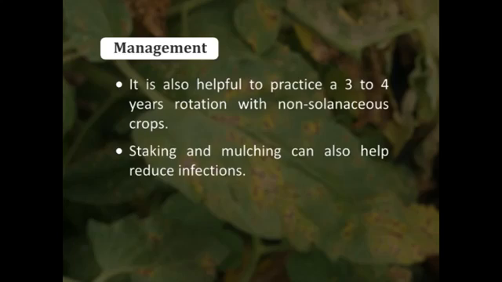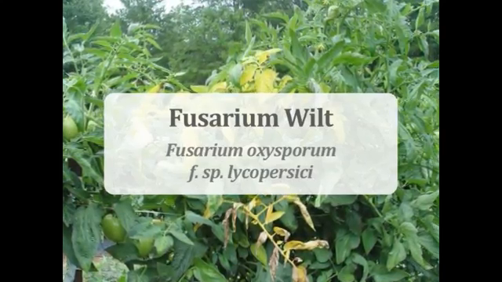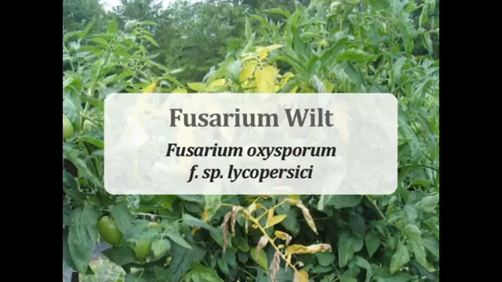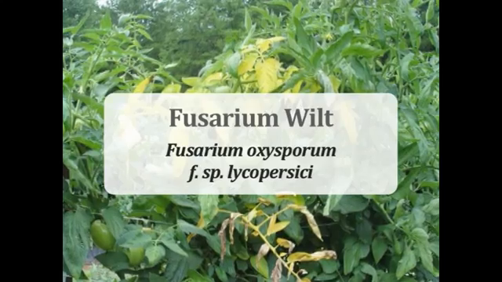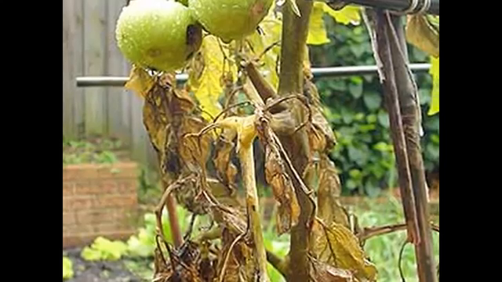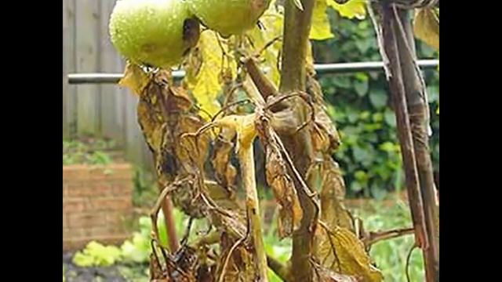reduce infections. Next disease is the Fusarium wilt. It is caused by Fusarium oxysporum forma specialis lycopersici. Now coming to the symptoms of the disease. The first symptoms of the disease are clearing of the veinlets and chlorosis of the leaves. The younger leaves may die in succession and the entire plant may wilt and die in the course of a few days. Soon the petiole and the leaves droop and wilt.